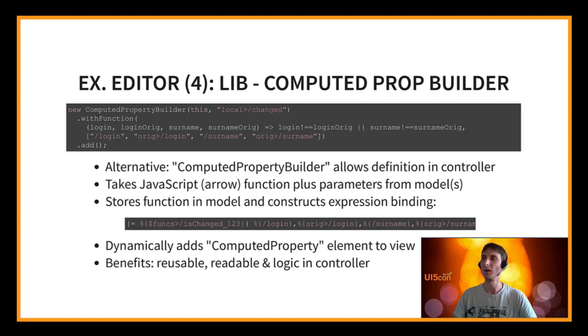And when you add the builder to a view, keep in mind the builder is just something on top of a computed property. It depends on the computed property element and just adds it to a view. And before it does that, it stores the function that you give to it in an internal model, and it creates an expression binding from it that refers to the function in the model here, and then applies the parameters to it, and then it dynamically adds it to the view. So I'd like to show you in the code now.